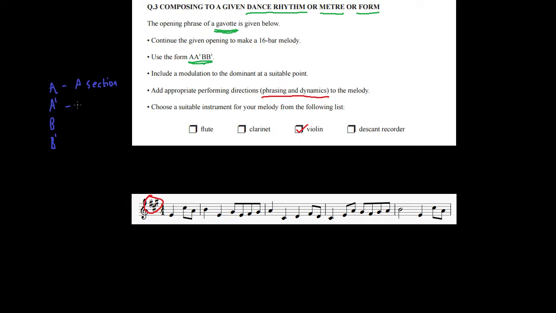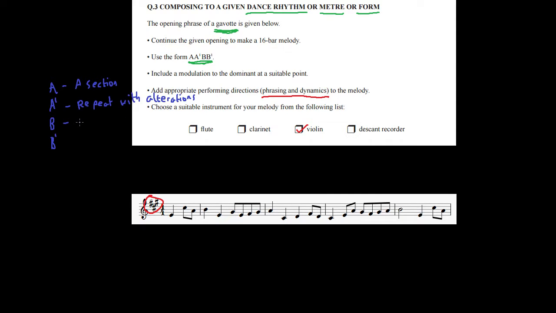Then for A1, it's just a repeat of the A section, but with some alterations. Usually the very end of these 4 bars of A1 will be changed from the initial one. So you repeat the A section with changes, with alterations. Okay.